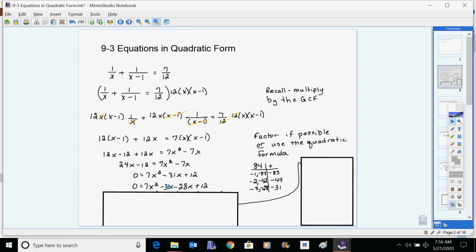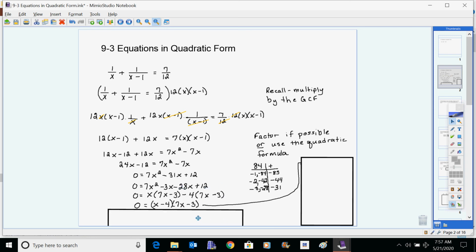So 7x and 3x just have an x in common. This part, you're factoring out a -4. Remember, if there's a minus in the middle, make sure you're factoring out a negative of whatever your common factor is. And then we have this, because these are our common factors, and x minus 4 is your other part.